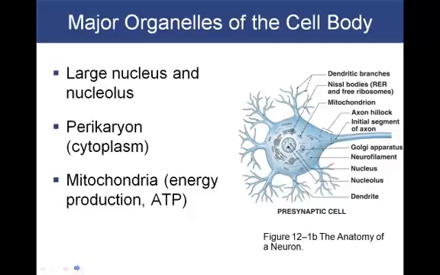We find that neurons contain a very large nucleus and nucleolus. They have a specialized cytoplasm that is known as perikaryon, and they have a lot of mitochondria for energy production. We need to think again, what is the function of the nucleolus? The nucleolus is the site for ribosome production. And what is the function of the ribosome? You should be thinking protein production.